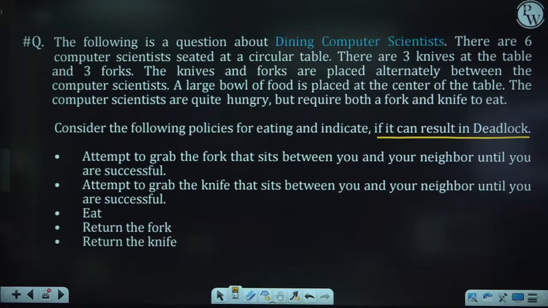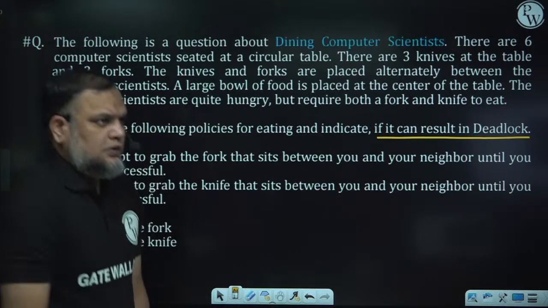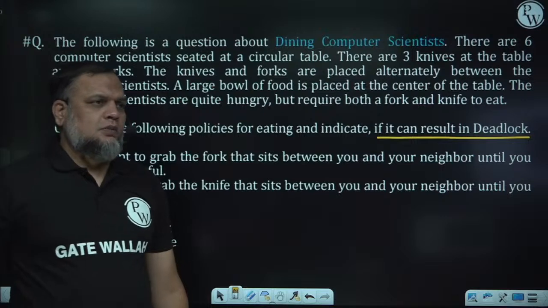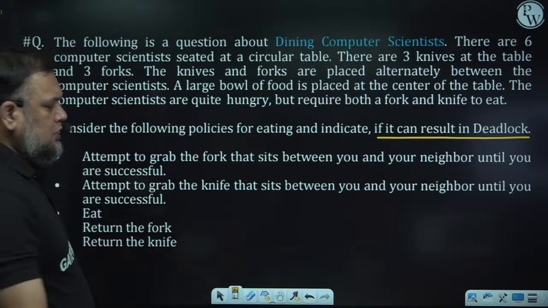Shubham Joshi is saying no deadlock. Okay, Saksham is also saying no deadlock. So some people are saying deadlock, some people are saying no deadlock. There is a conflict between the two. Let us start, children. Let us try to review this question.